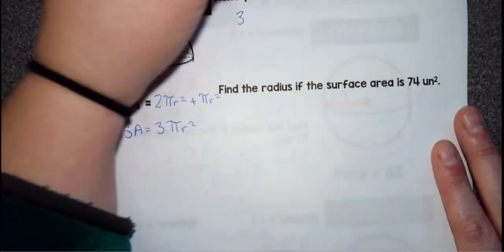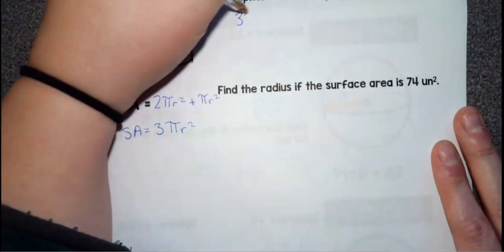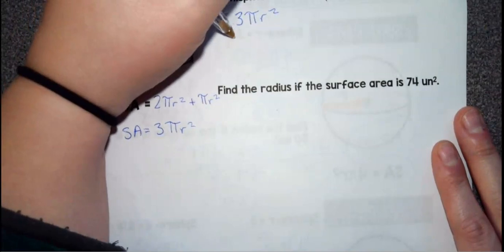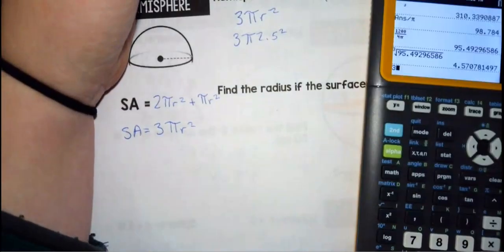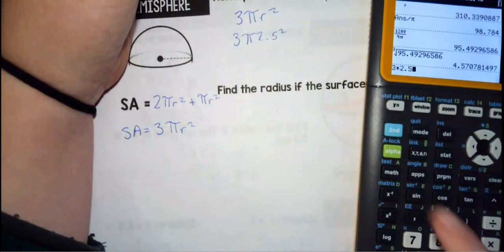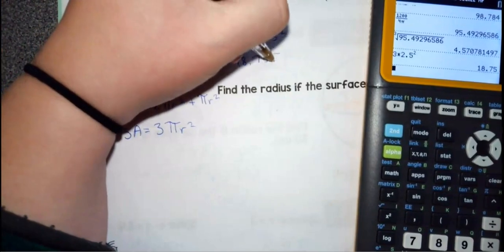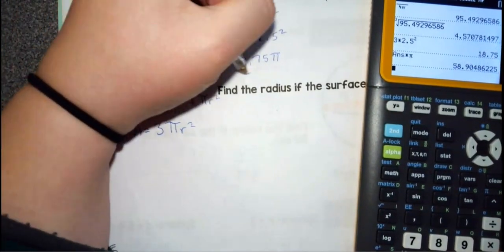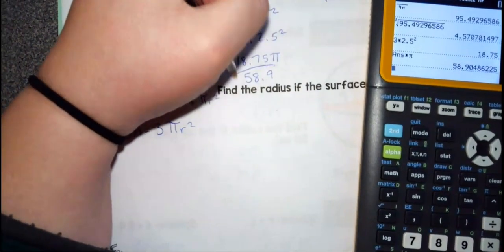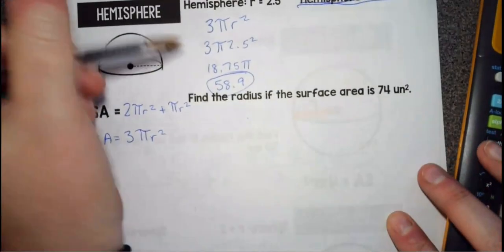So if the radius, we're just going to do this first one. I feel like we can cross this one out, but we're just plugging into the formula. 3 pi r squared. 3 times pi times 2.5 squared. 3 times 2.5 squared. So it's 18.75 pi, or 58.9. So that gives you the surface area of this dome part and the surface area of the circle below it.